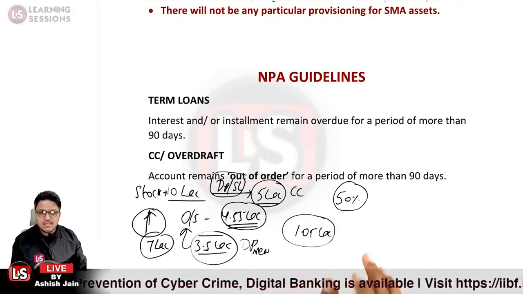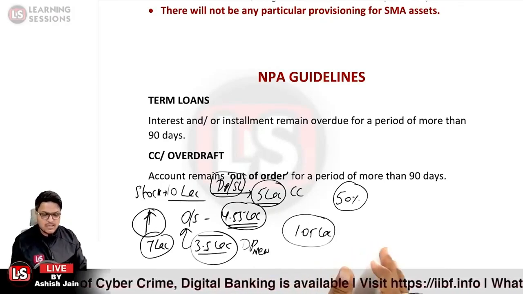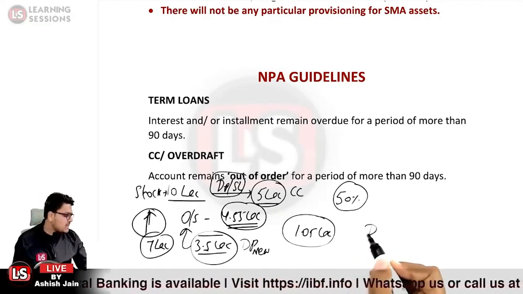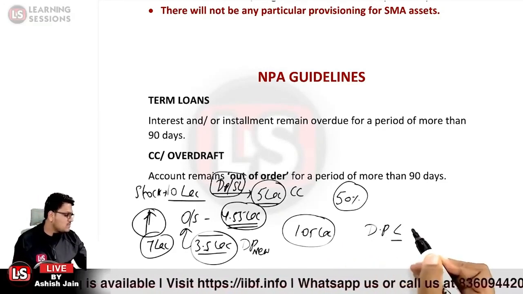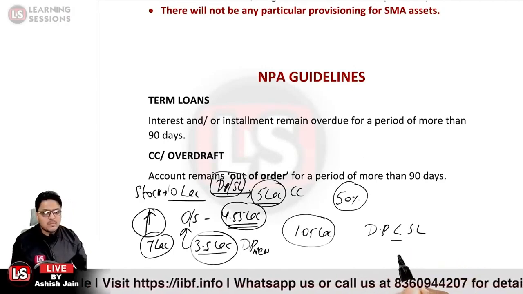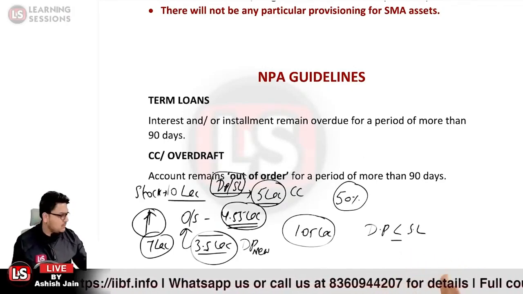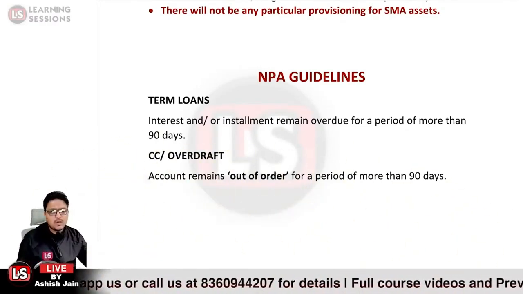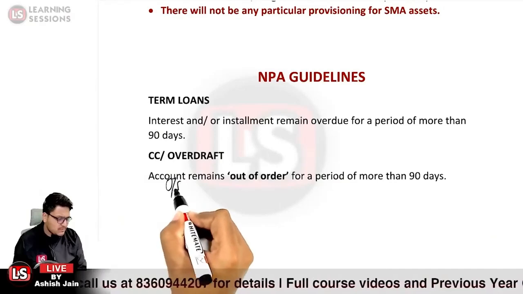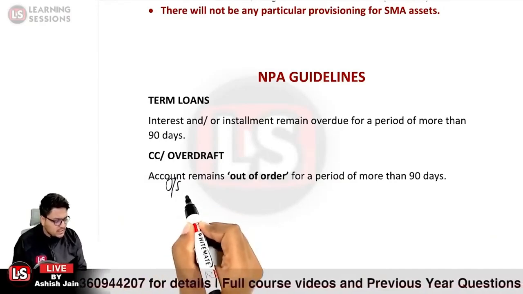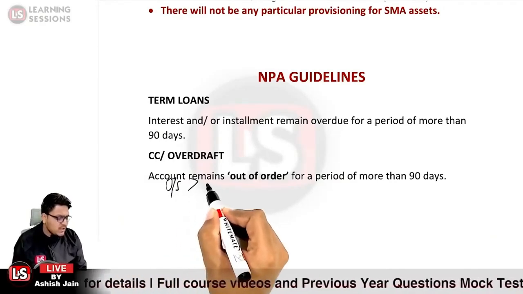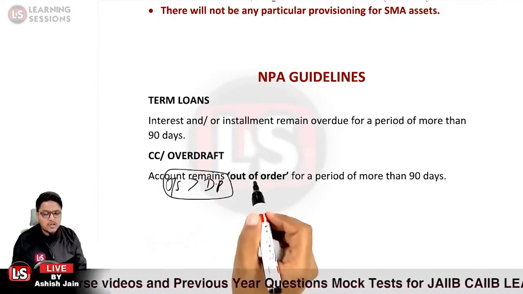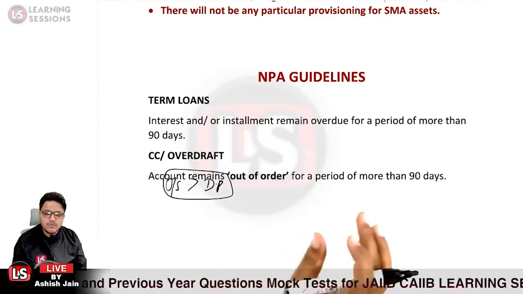So you must be understanding the concept related to the drawing power and the sanction limit. Is that clear? So what is the relationship between the drawing power and sanction limit? Drawing power is either lesser than the sanction limit, or at maximum it can be equal to the sanction limit. So if the amount outstanding in the CC limit is greater than the drawing power for 90 days, in that particular case it will be classified as a non-performing asset.